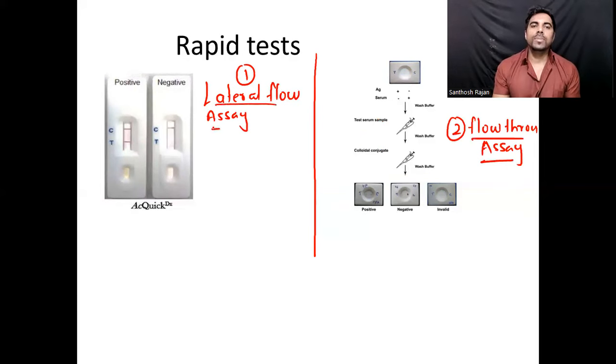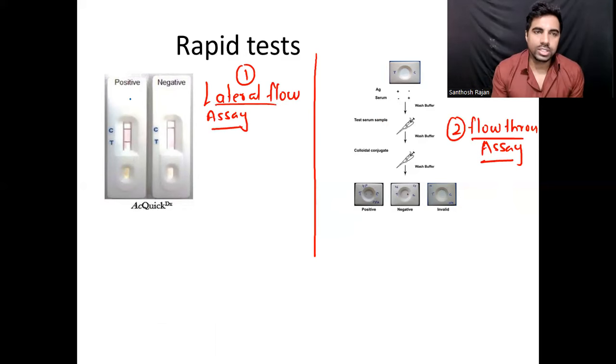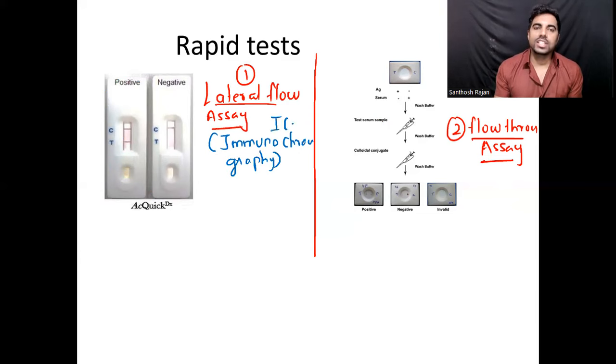So in a lateral flow assay, I'll tell you, this is the kit, the rapid test kit, it will be like this. It is also called immunochromatography, okay, immunochromatography. So please don't confuse, they are the same, only the chromatography. Immunochromatography test, or ICT test, as we call it.